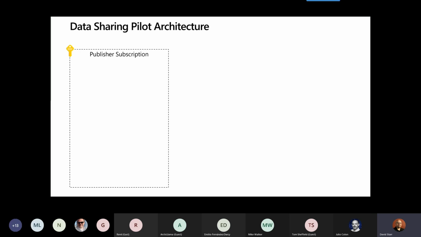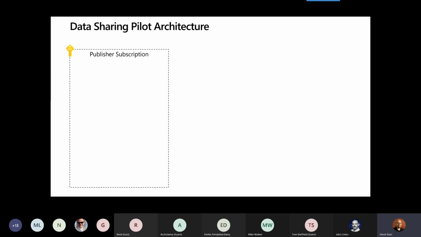Firstly, we start off in the publisher subscription. This is where we're going to deploy certain assets. I should have explained what this application does. What this application does is allow a publisher to sell raw data. So instead of bits, instead of an application through the Azure Marketplace, they're selling data. It could be demographic data, whatever the case may be.